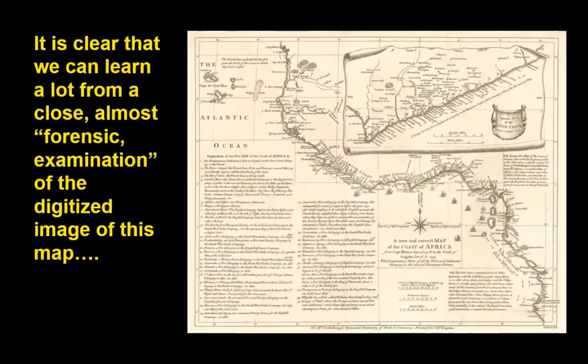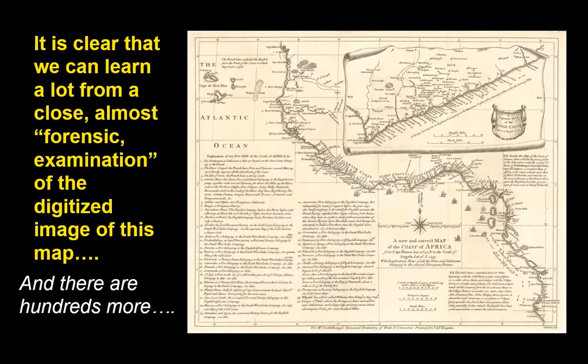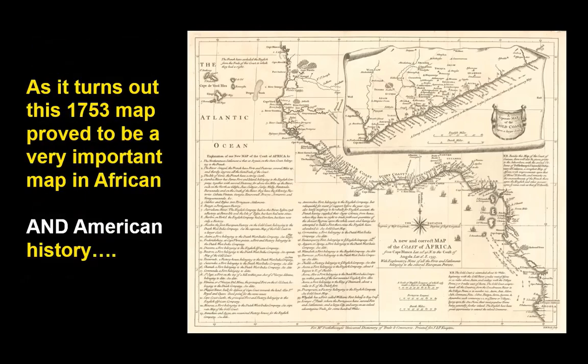It is clear that we can learn a lot from a close, almost forensic examination of the digitized image of this map. And even within one collection, Dr. Gerald Rizzo's collection, there are hundreds more maps like this. In addition, the Africa Map Circle points to many further maps in different collections.